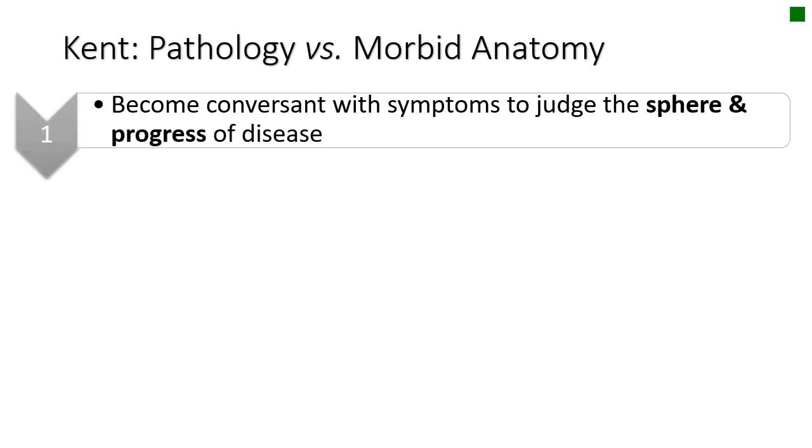He mentions that as a homeopath, we must become conversant with symptoms to judge the sphere and progress of the disease. So whenever we are handling a symptom, we must come to know which sphere they belong to. Is this a mental symptom? Is it a physical symptom? Is that symptom related to the ponos? That means the response, adaptive response of the body.